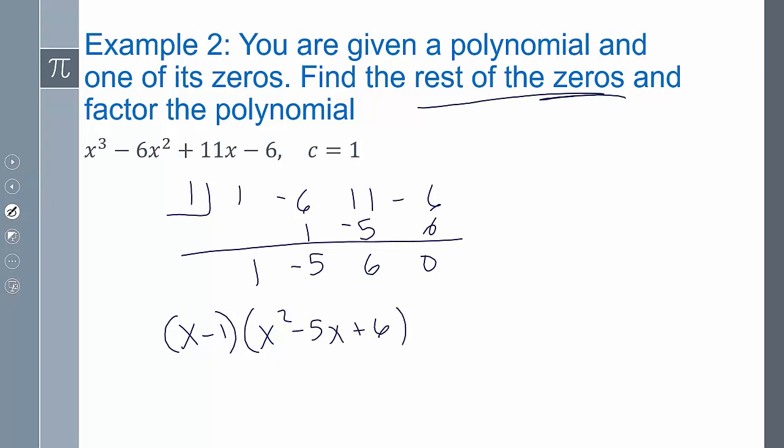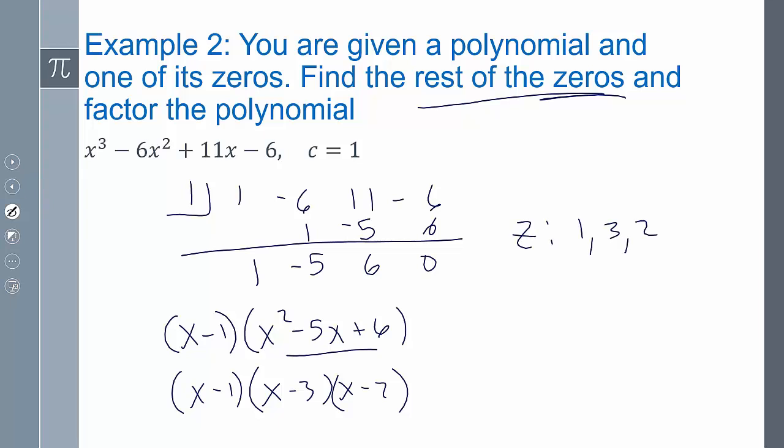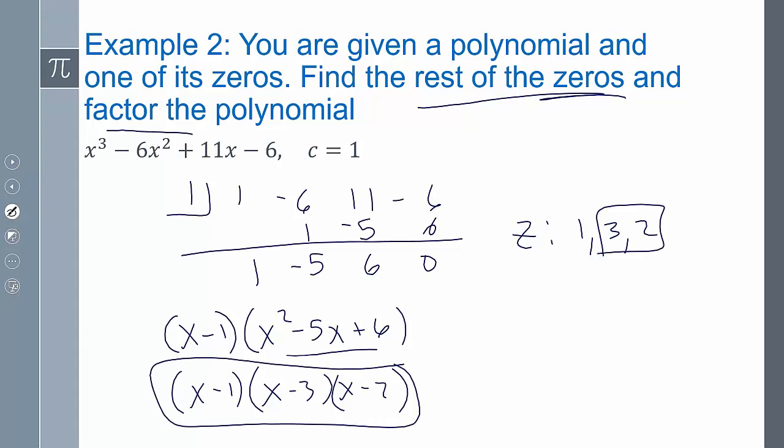But I'm trying to find the rest of the zeros, so that means I just need to factor this further. A times c, factors that add to b. So the zeros of the polynomial are going to be 1, 3, and 2. And so the rest of the zeros are those. And then it says factor the polynomial, so there's my factored polynomial.